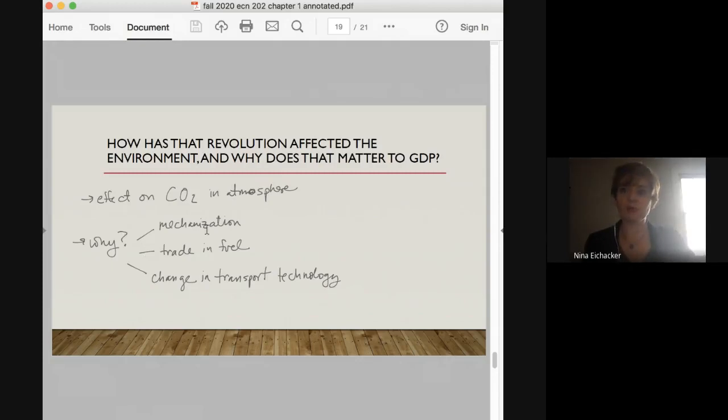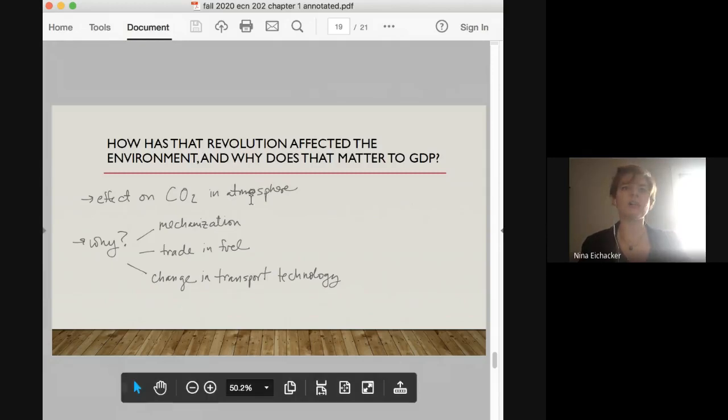Well, similar reasons. Mechanization of output increases the potential for growth. The ability to trade fuel over long distances increases the opportunity that economies have to burn energy that generates large emissions. Change in transport technology that facilitates the trade of goods over long distances. All of this is going to matter.